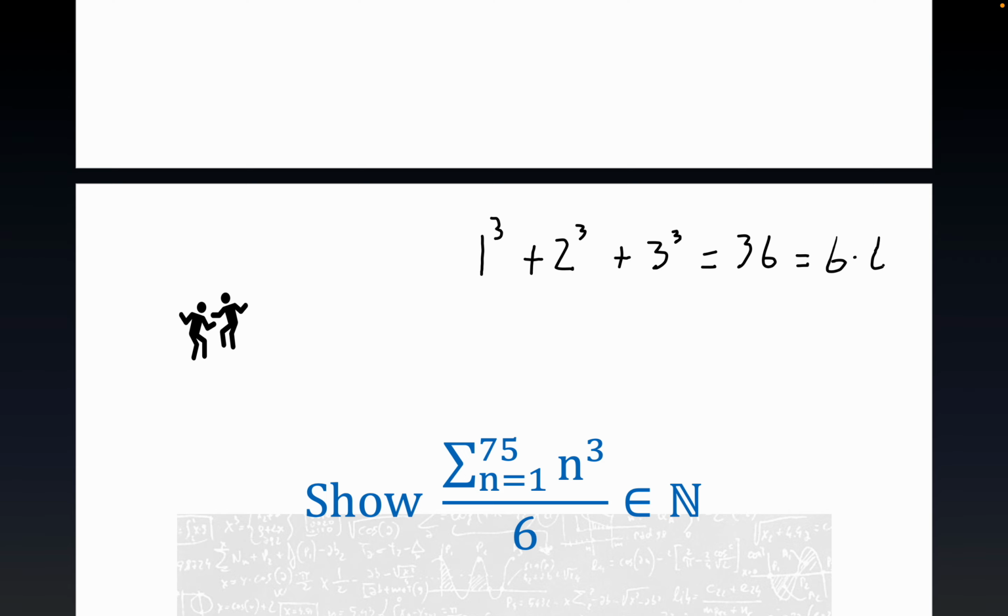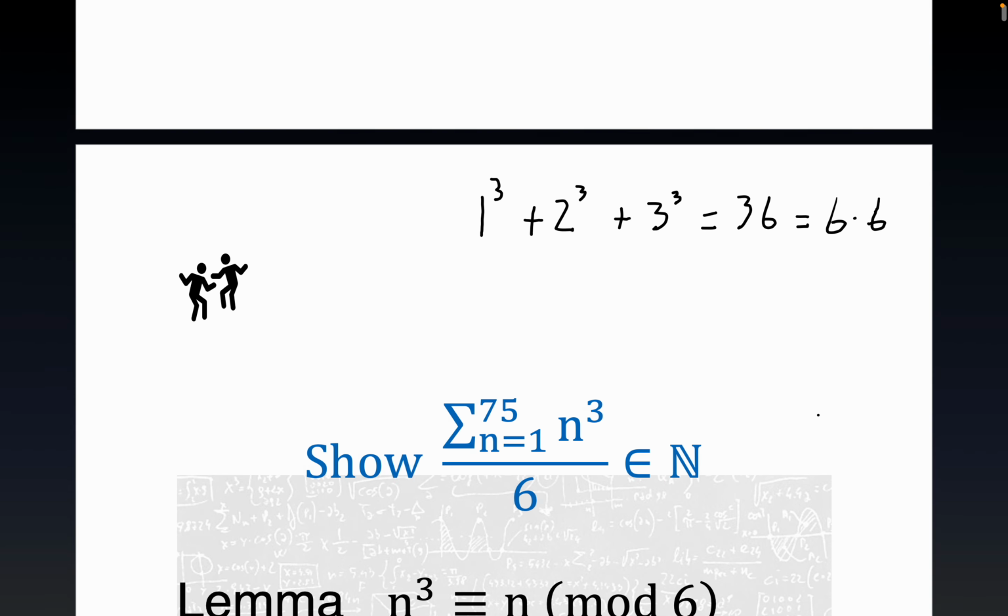So it's true for n equals 1 to 3, but I want to show that it's true for n equals 1 to 75, and proving this will be equivalent again to showing that the numerator is a multiple of 6, because then that 6 will divide out and it'll be a natural number. Okay, so let's move along.